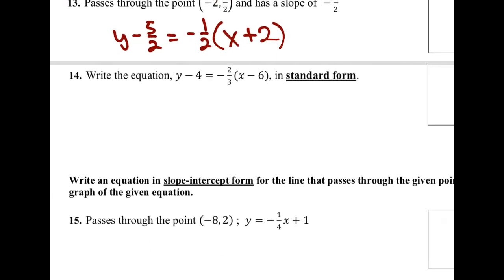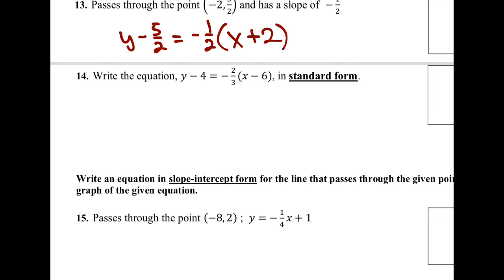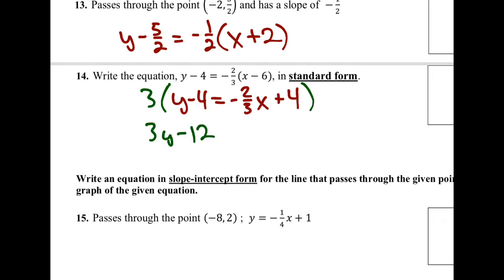Alright, 14, the only standard form problem on the test. X and y on the same side. X has to be positive, no fractions. So let's jump in here by getting rid of, well, let's go ahead and do the distribution. So negative 2/3 x, and then that would have been a positive 4. Okay. Now we can get rid of the fractions here by multiplying everything times 3. So this is 3y minus 12 equals negative 2x plus 12.